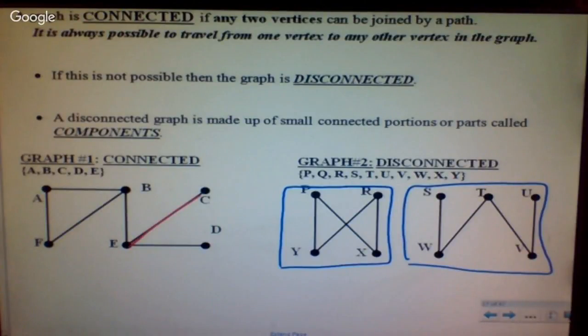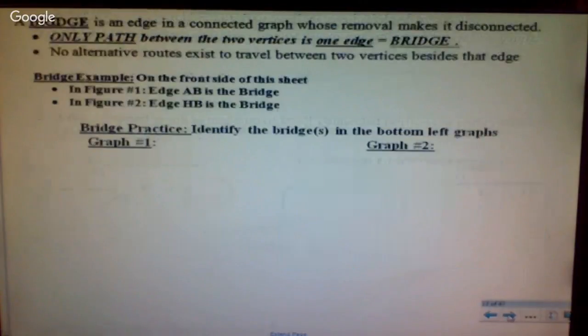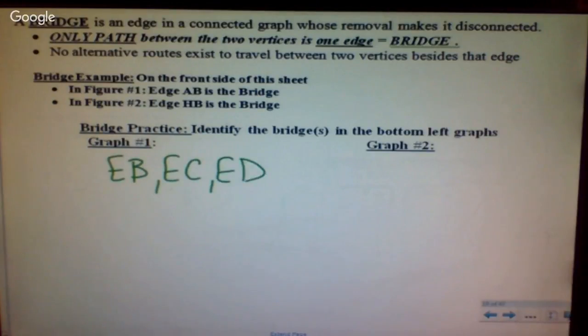Because watch what happens when I get rid of it. You've got this piece over here. Even though it's a dot, it is still part of your graph. So your dot is floating out in space while you have this piece that's all connected. Okay, so E to C is also a bridge. When you make an isolated vertex, that's also a bridge. So what's my last one then? E to D. E to D is my last one. Okay, so E to B, E to C, and E to D should go here.